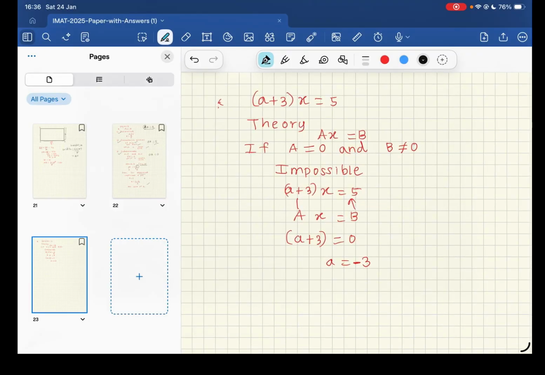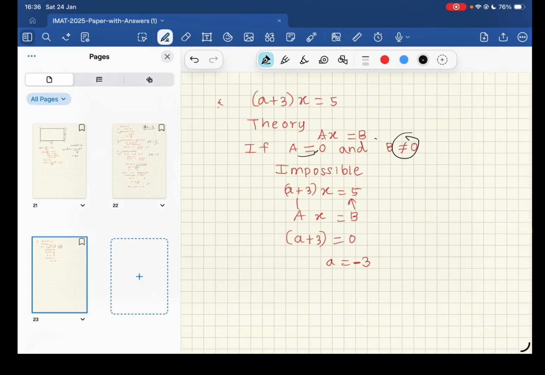So here we must understand, given the equation a plus 3x is equal to 5, which value of a is impossible? In mathematics, an impossible equation is one that has no possible solution for x. We have discussed impossible already in the previous question. Impossible means if the linear equation is ax equals b, a is 0 but b is not equal to 0, then you won't have a solution. It is the second type.